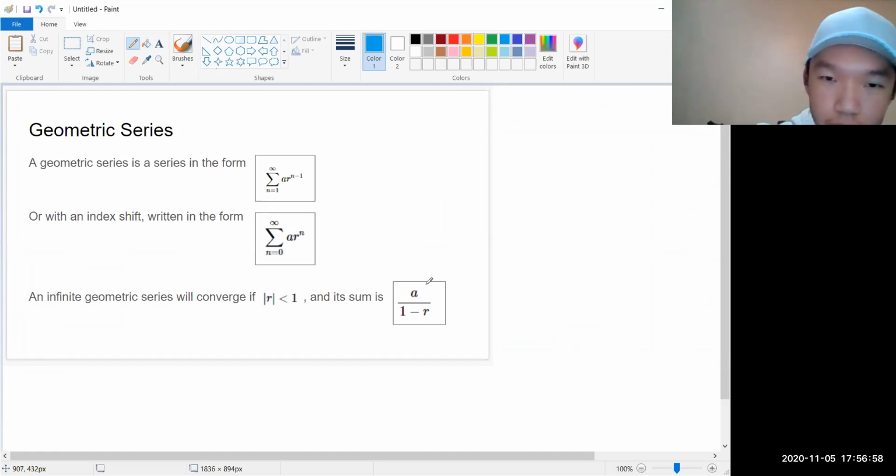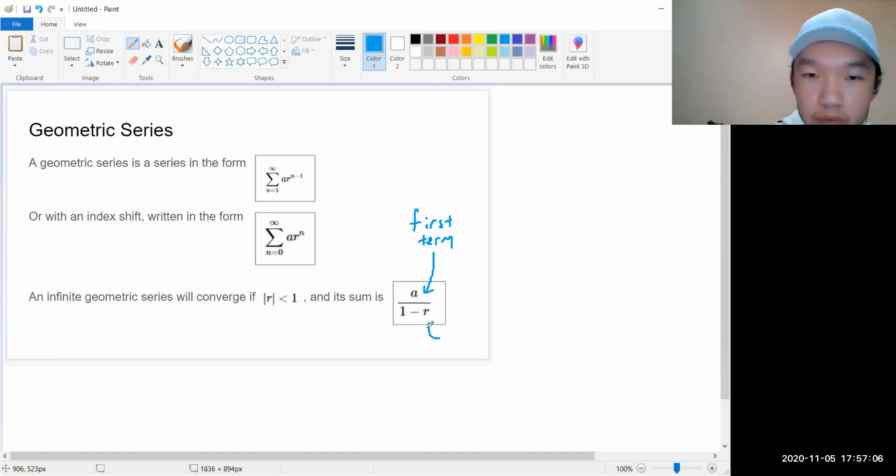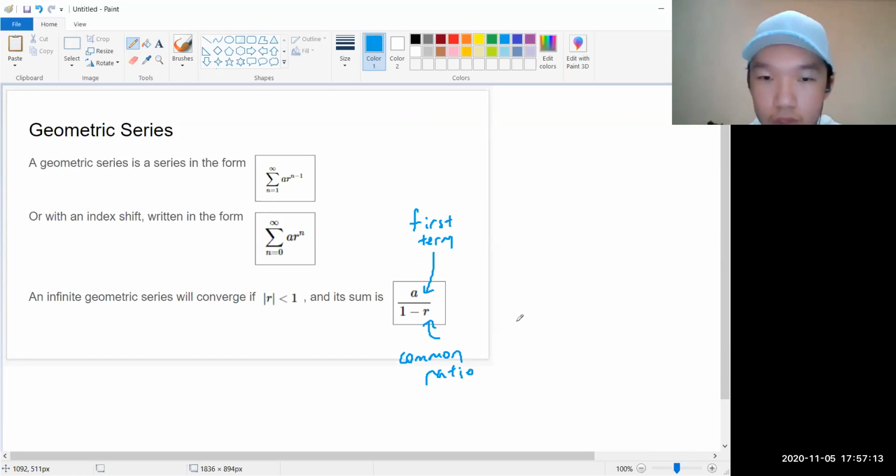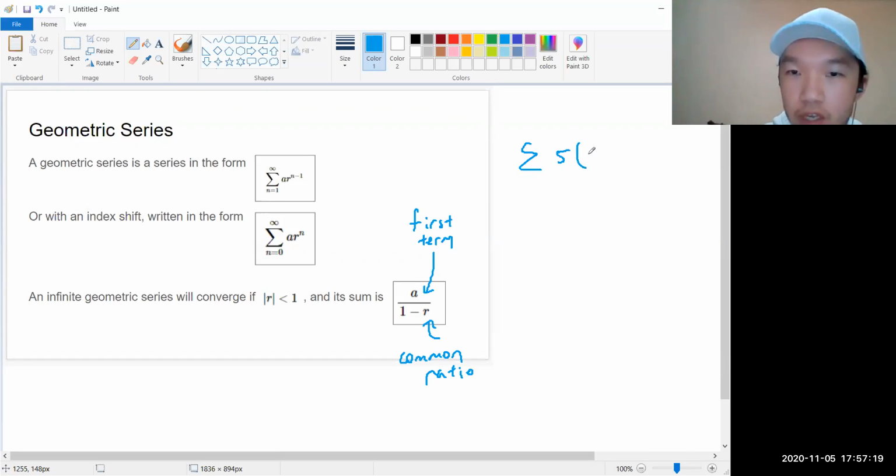Yeah, so a is the first term in your series, and then r is the common ratio of your series. So for example, if you had a series such as, I don't know, 5 times 1 over 3 to the nth power, n equals 0 to infinity, then the sum here would be 5 over 1 minus 1/3.